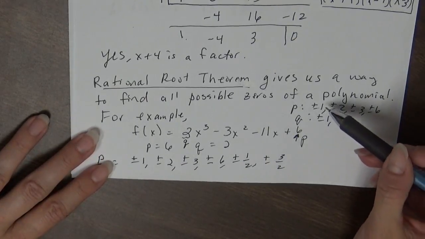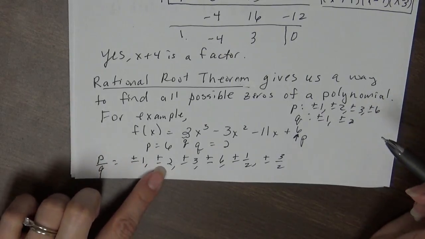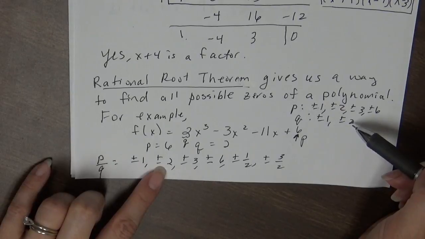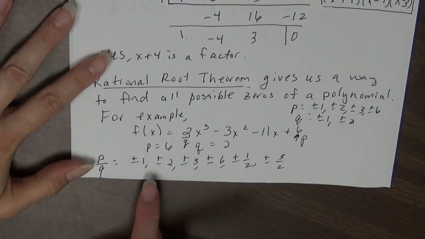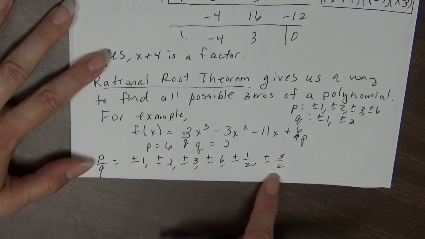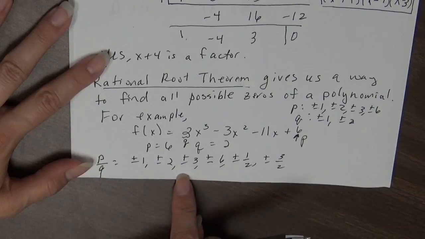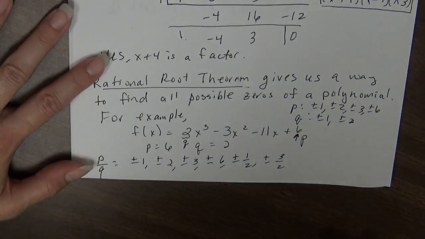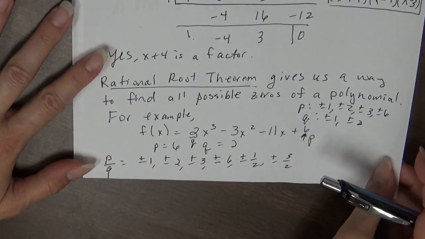And then plus or minus 1 over 2, plus or minus 2 over 2, which is the ones that we already have, plus or minus 3 over 2, and plus or minus 6 over 2, which is 3. So this would be a starting point to help you know how to begin your synthetic division. All possible zeros, that means all the values that would go evenly into your polynomial, would be limited to these possible factors. So that does help to narrow down the possibilities.